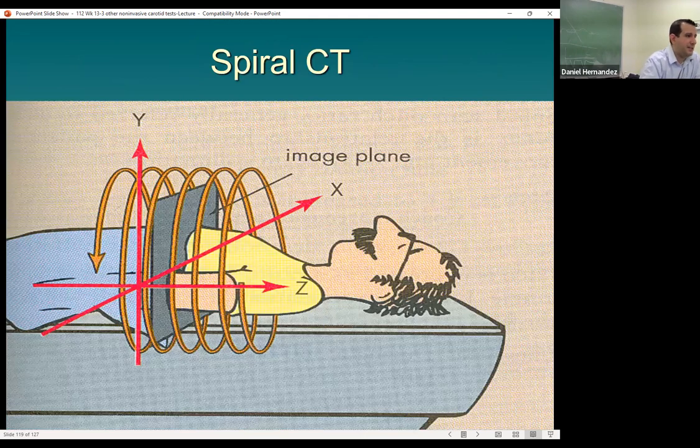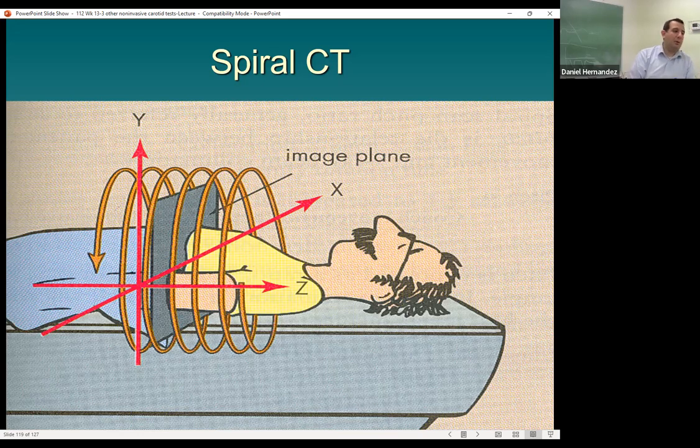The CT scanners now use this spiral approach where the CT scanner is continuously running and the patient is just on a table that slowly moves into the scanner and then back out of the scanner to create a continuous loop of images with very thin slices.